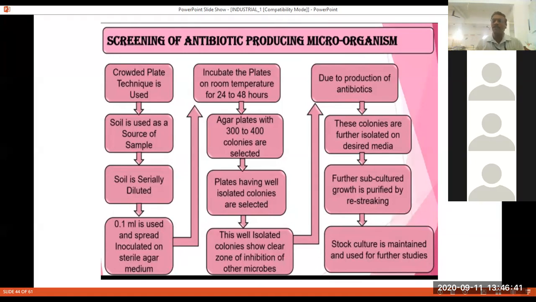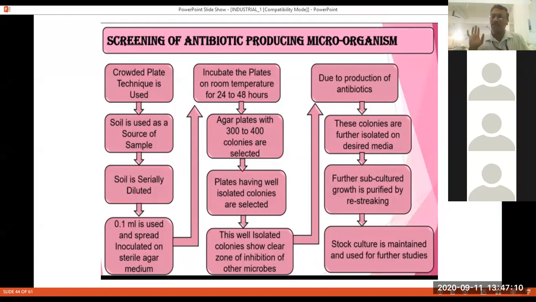Now you know the standard plate count very well. You always have to select a plate in the range of 30 to 300 or 400, so that is the plate you pick up. Now this plate has well isolated colonies, which we select. Now around these well isolated colonies there will be a clear zone.